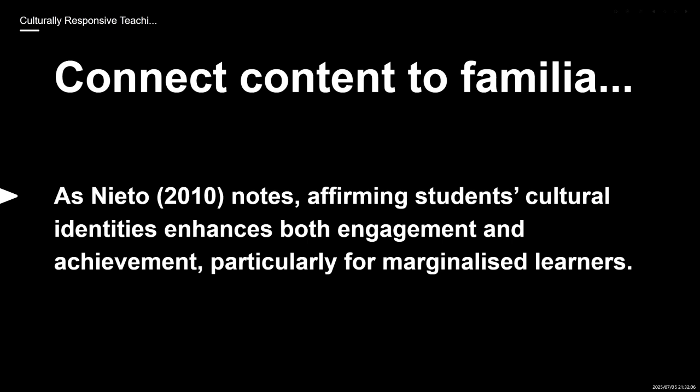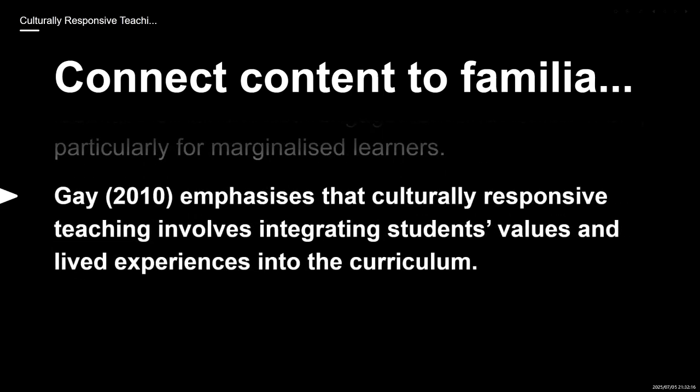As Ladson-Billings notes, affirming students' cultural identities enhances both engagement and achievement, particularly for marginalized learners. Similarly, Gay emphasizes that culturally responsive teaching involves integrating students' values and lived experience into the curriculum.